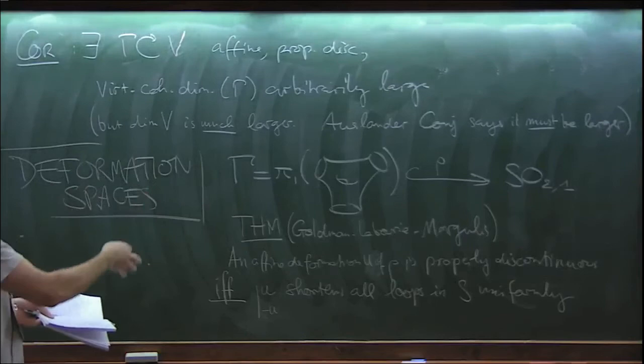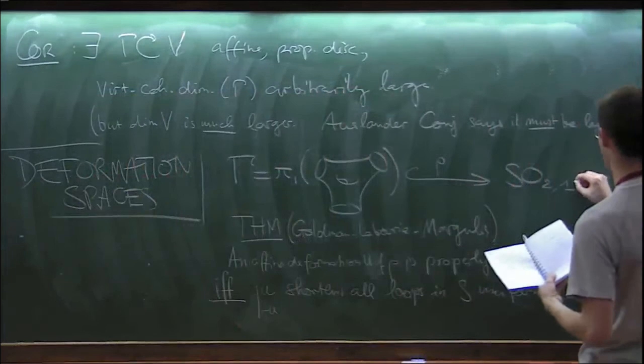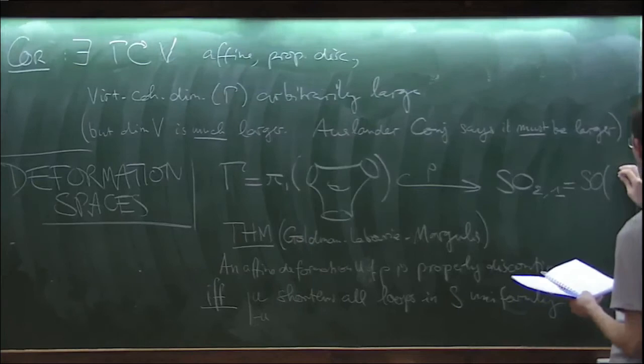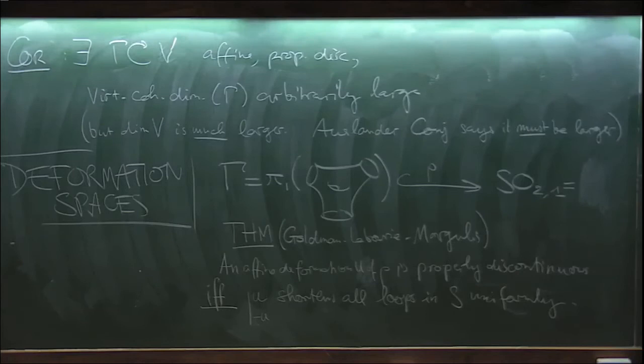Now, again, this is using the fact that this being the Lie algebra of, well, the 2-1 representation of SO(2,1) is also the adjoint representation, and so we can see affine deformations as infinitesimal deformations. That's the sense in which curves should shorten.